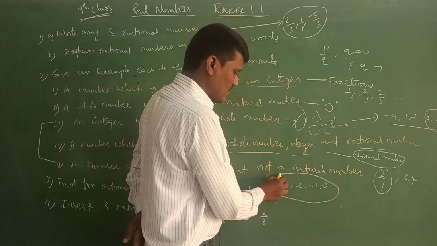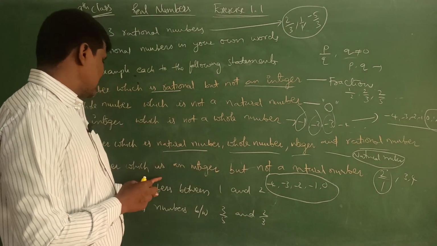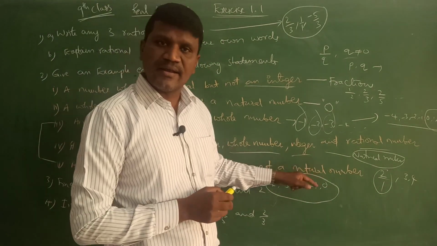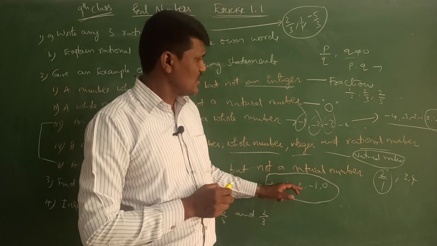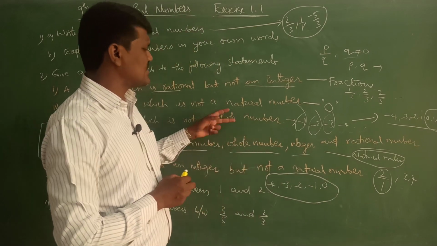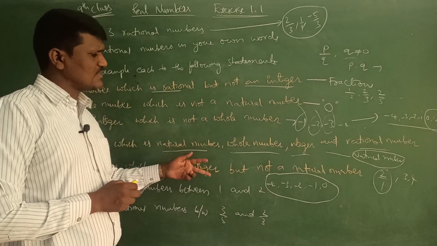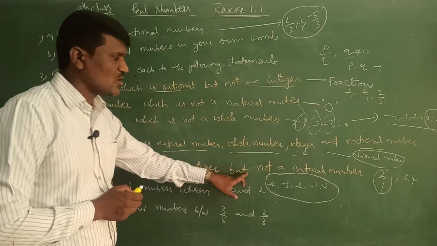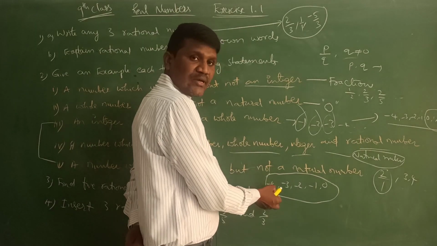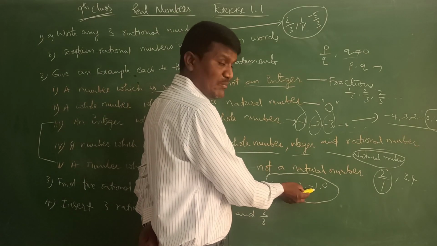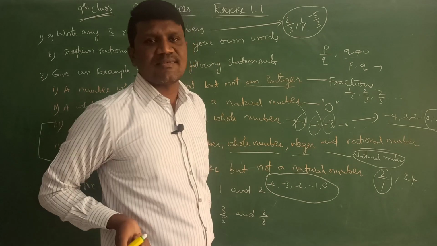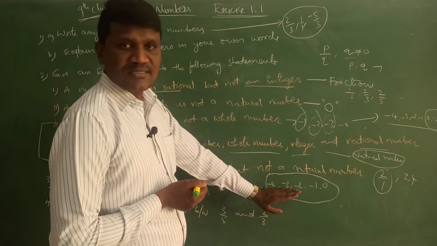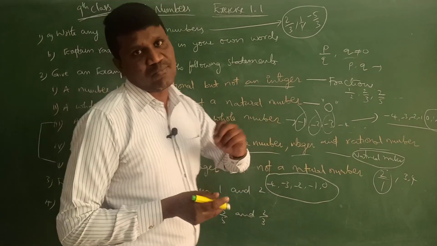These are all the numbers which are integers but not natural numbers. Okay students, the only difference between these two is that here 0 is there, and here 0 is not there. So a number which is an integer but not a natural number means you can write -4, -3, -2, -1, even you can write 0. So these are all the integers but not natural numbers.